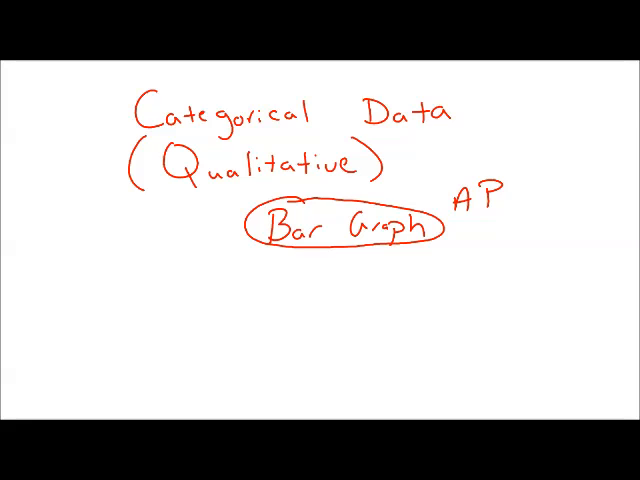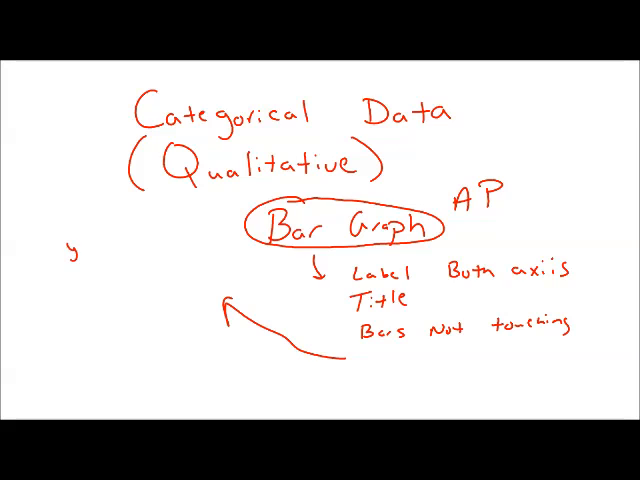Now, when you make a bar graph, you need to label both axes. You need to give it a title. Bars not touching. And your y-axis is either going to be frequency or relative frequency.